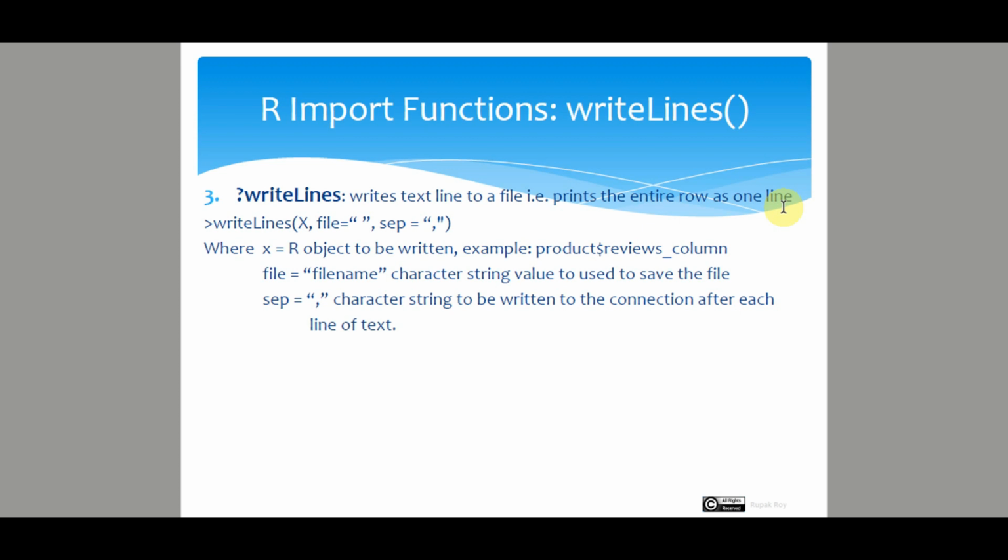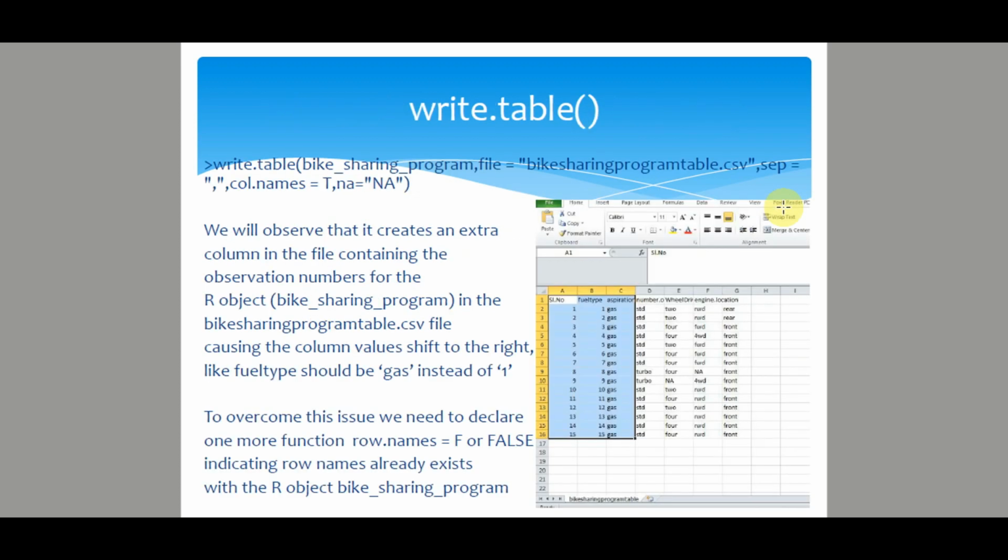Now, let's recap the definitions with the help of an example. First, write.table. Type write.table, then inside the function, define the R object. In this case, it's bike_sharing_program. Then file is equal to indicates the name of the file to save as, which in our case is bike_sharing_program_table.csv.